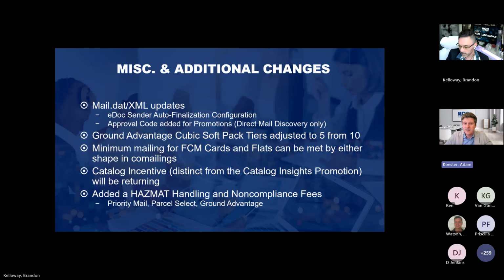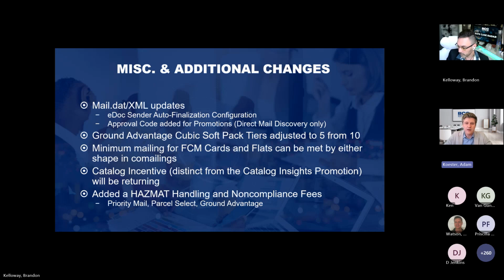So the mail.dat and mail.xml changes that we're getting with this cycle are not new versions. Well, we are getting a new minor version of mail.xml, but mail.dat has just got some errata going with it. There are 2 new fields in those that will be added to the functionality either of mailings in the future or on the launch of Postal One.